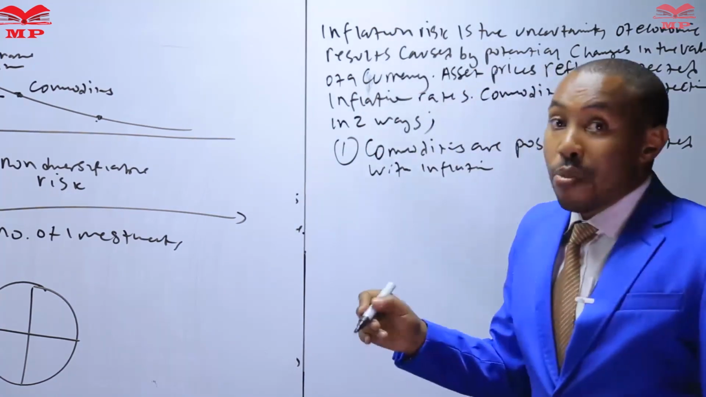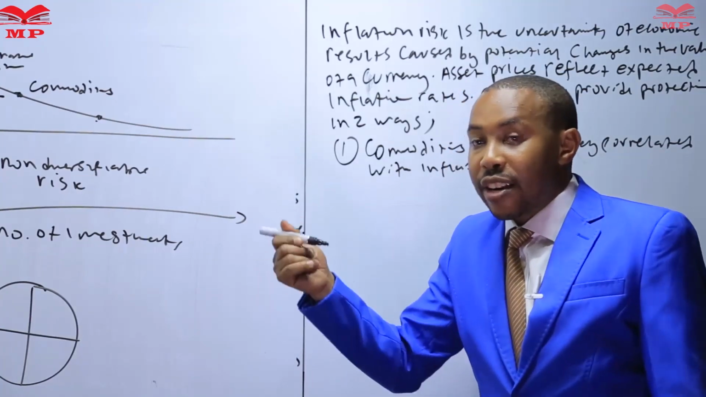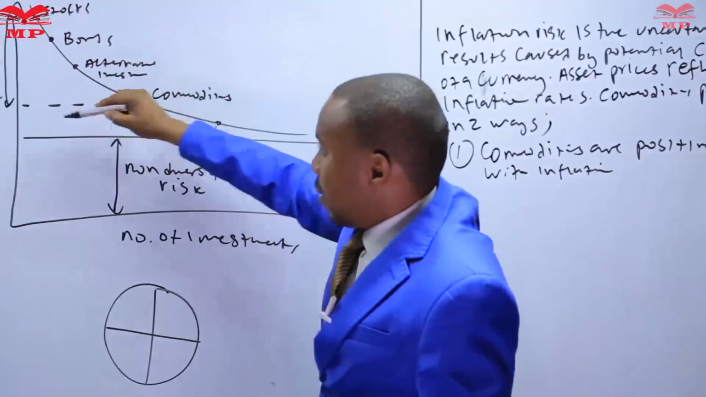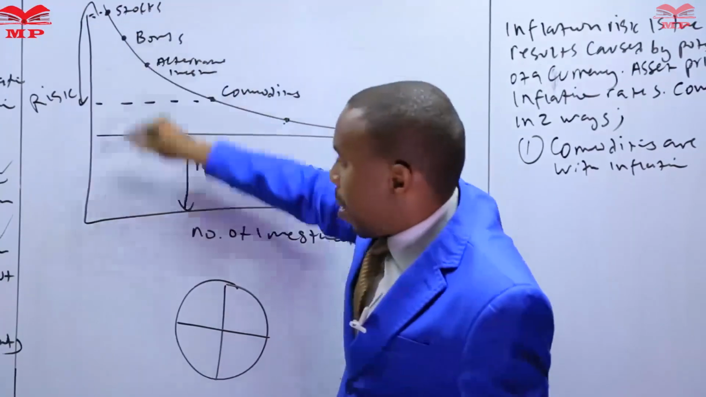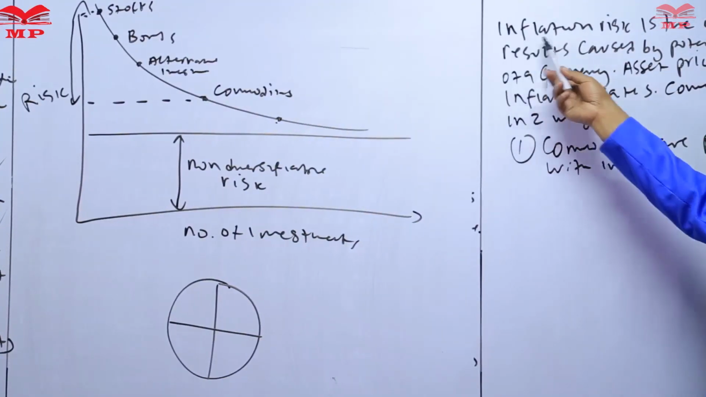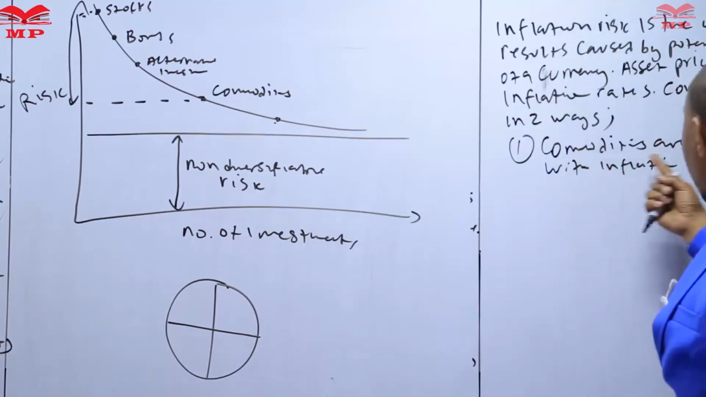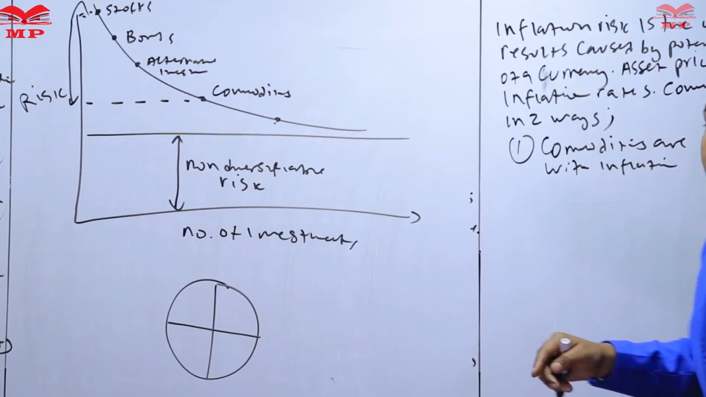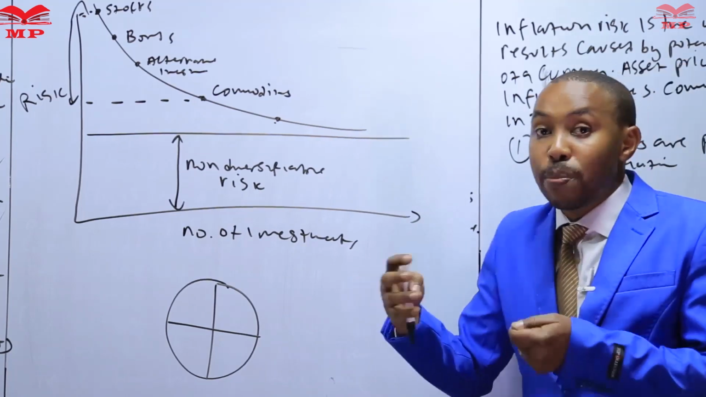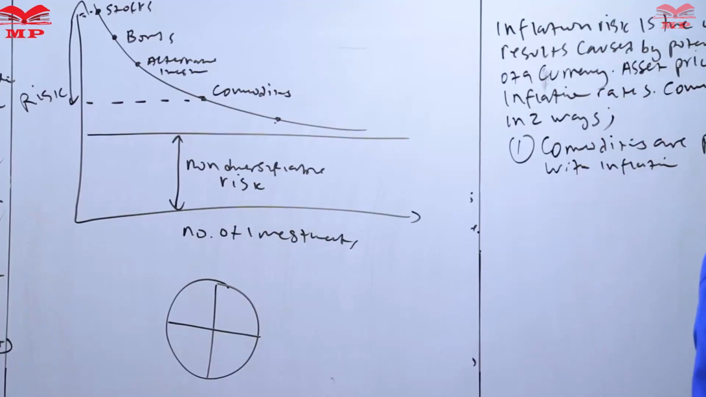So that means the moment you include commodities in a portfolio of asset classes, it will tend to reduce the component of risk. We are looking at how much we are concentrating on the risk component or exposures towards risk. Notice we're talking about inflation risk. Since commodities are positively correlated with inflation, including them will tend to reduce your exposure towards the inflation risk component. So that is what we're saying.